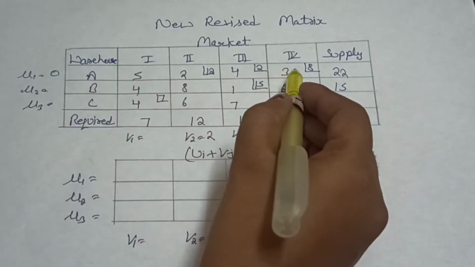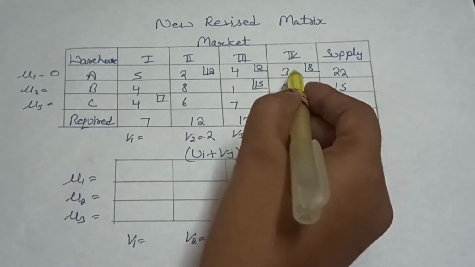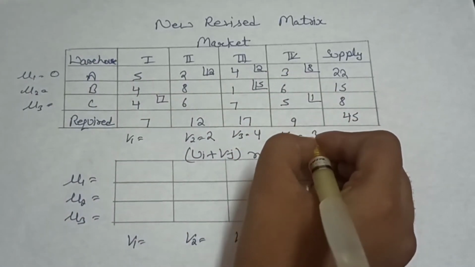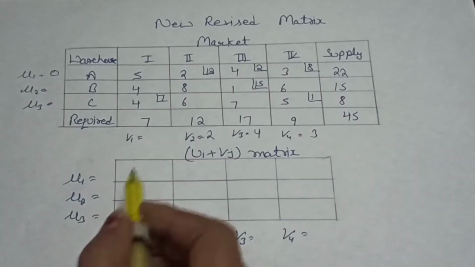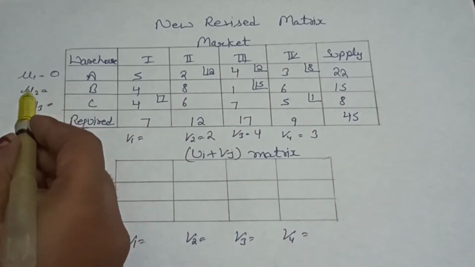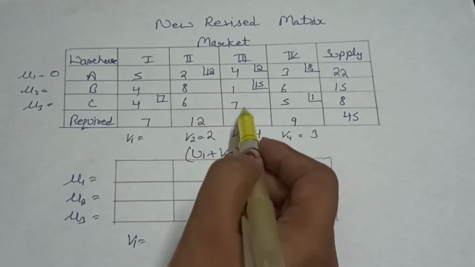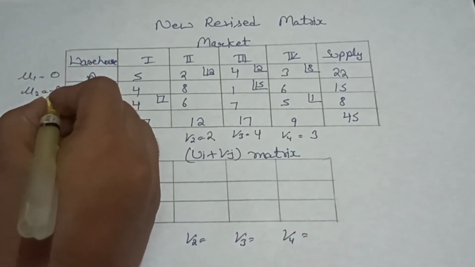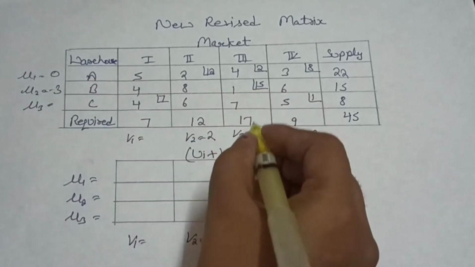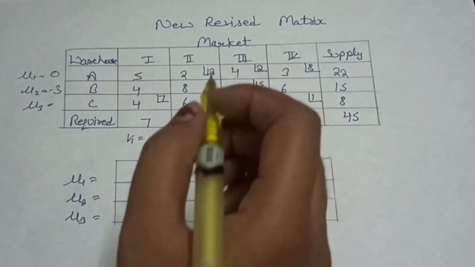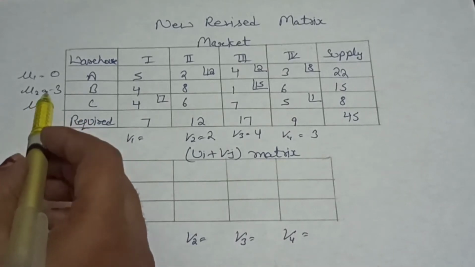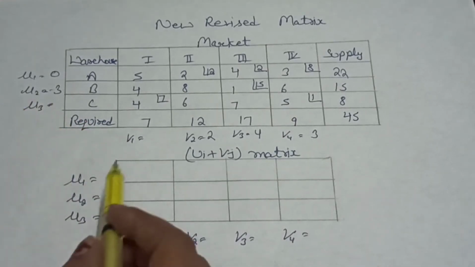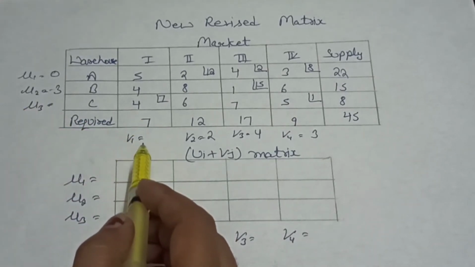Now u1 plus v4 is equal to this cell, so 0 plus 3 is equal to 3. Now we will calculate the value of u2. u2 plus v3 is equal to 1. Here we have 4, so we can say u2 is minus 3, because minus 3 plus 4 is equal to 1.